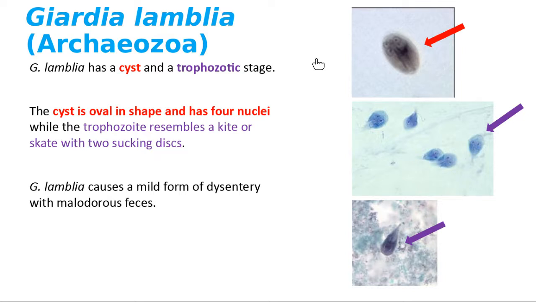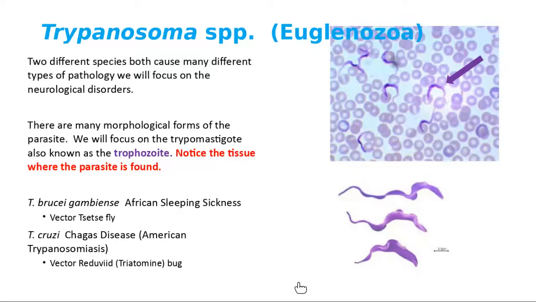All right. Move on to the Euglenozoa. The Euglenozoa are the hemoflagellates, and you can't really tell them apart by looking at them in a blood smear. What you can tell is that it's a hemoflagellate. If you're looking at this image, look at the purple arrow, you can see the trypanosome in blood, outside of the blood cells, and they're about the size of 2 to 3 erythrocytes.